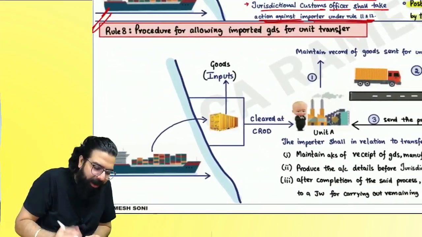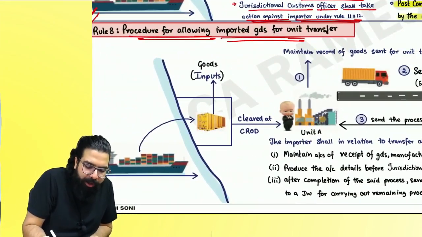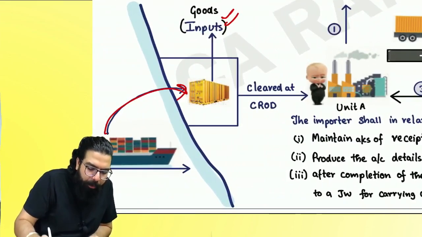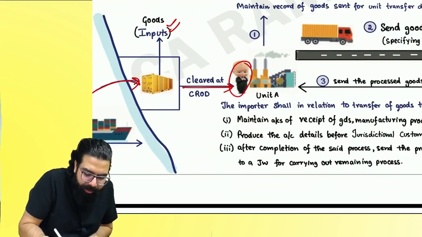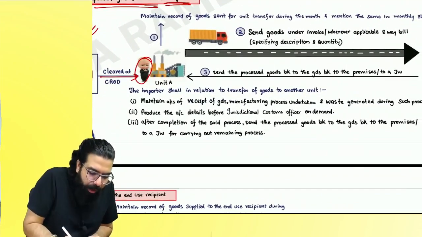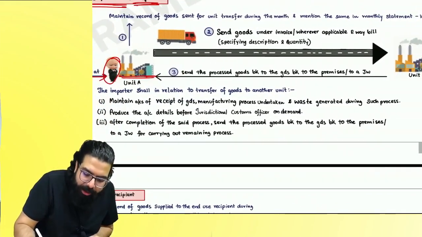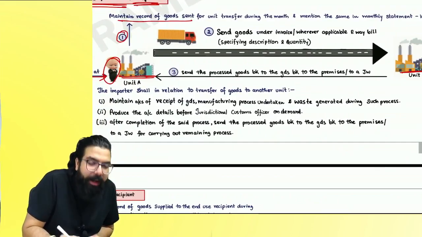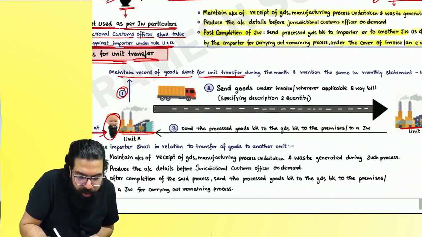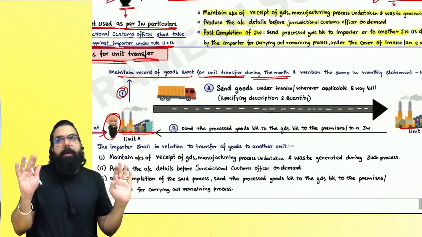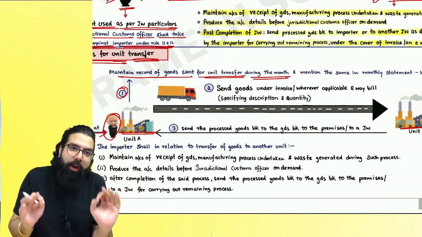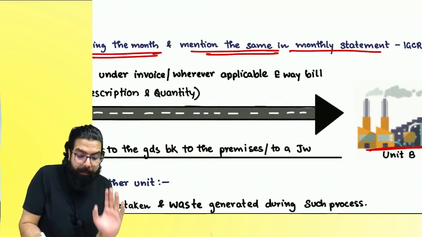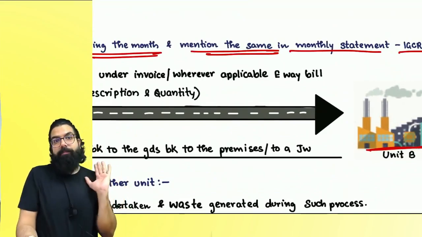Let's understand the procedure for allowing imported goods for inter-unit. Listen to me very carefully. You got the imports and cleared them at the customs concessional rate of duty. This is unit A and this is your other unit, unit B. Number one, you should maintain the records of the goods sent for inter-unit transfer during the month. You should maintain the record and mention the same in the monthly statement IGCR 3.